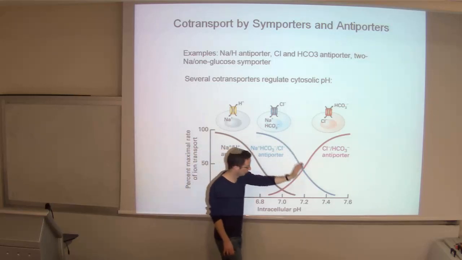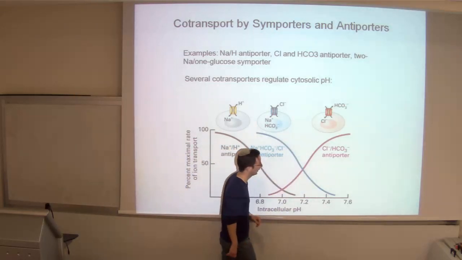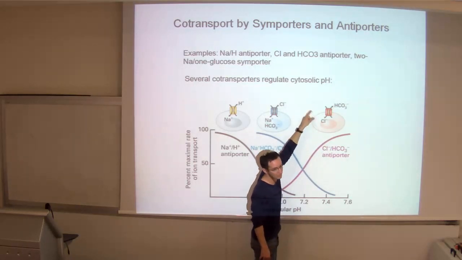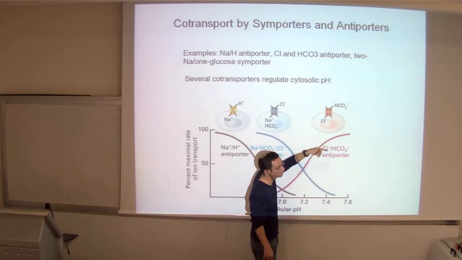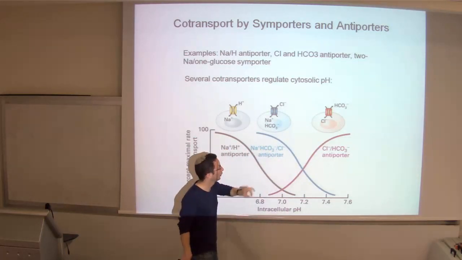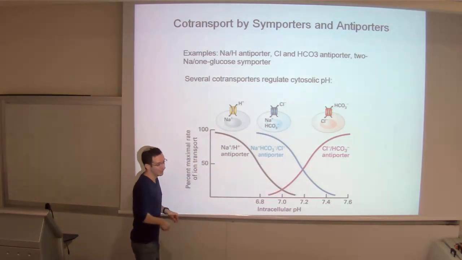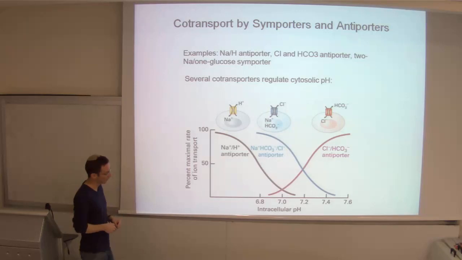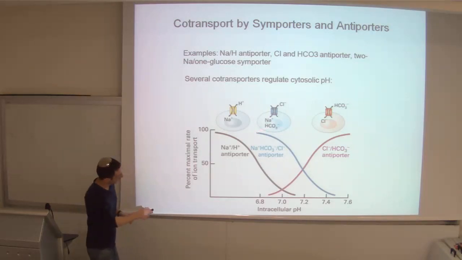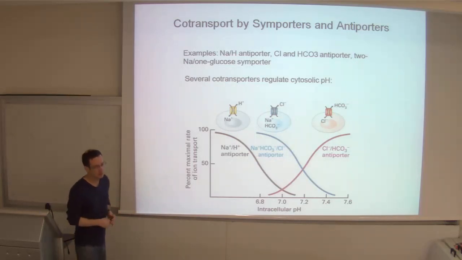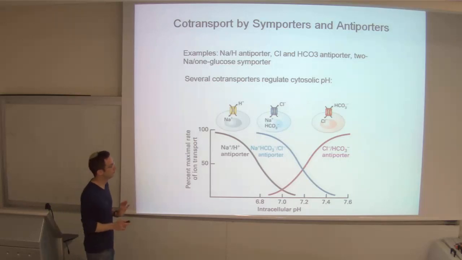If we go too basic, too much to the right, then this chloride-bicarbonate antiporter comes into play, and this one uses the chloride downhill to move a bicarbonate, which is a basic molecule, outside of the cell, and again pushes us towards a less basic environment. And the overall function of these three is to stabilize the pH inside the cell properly.